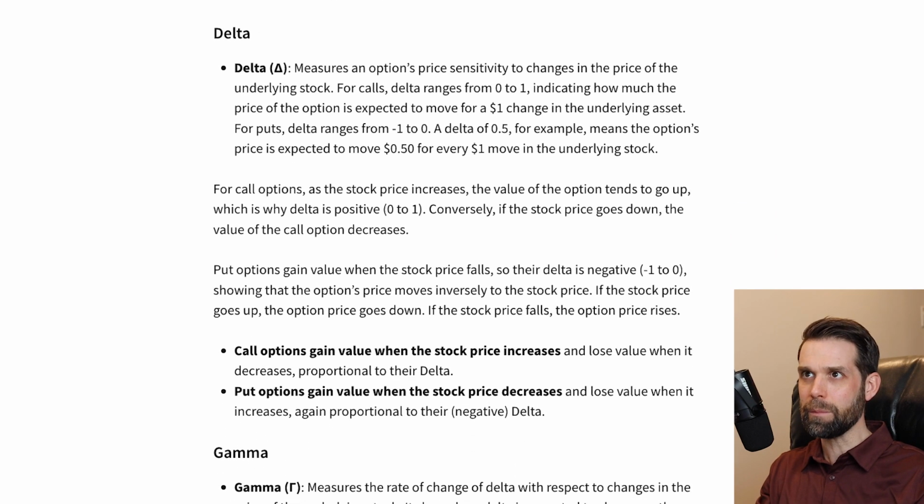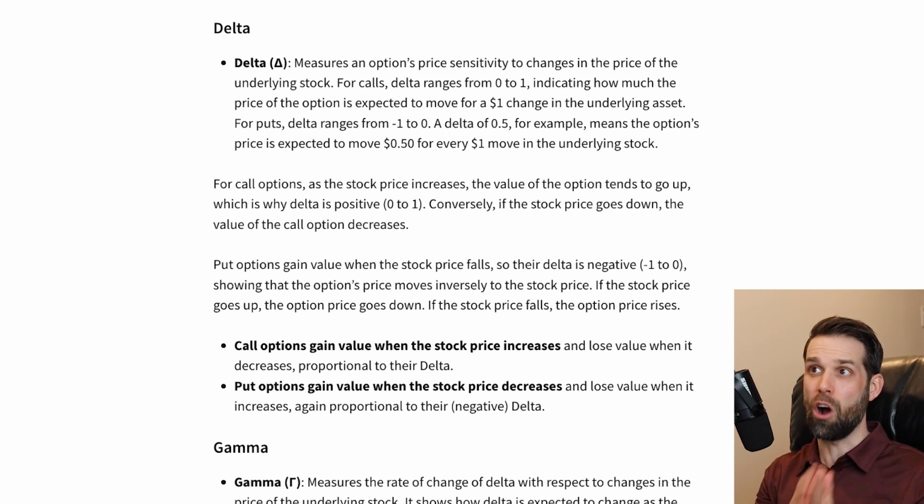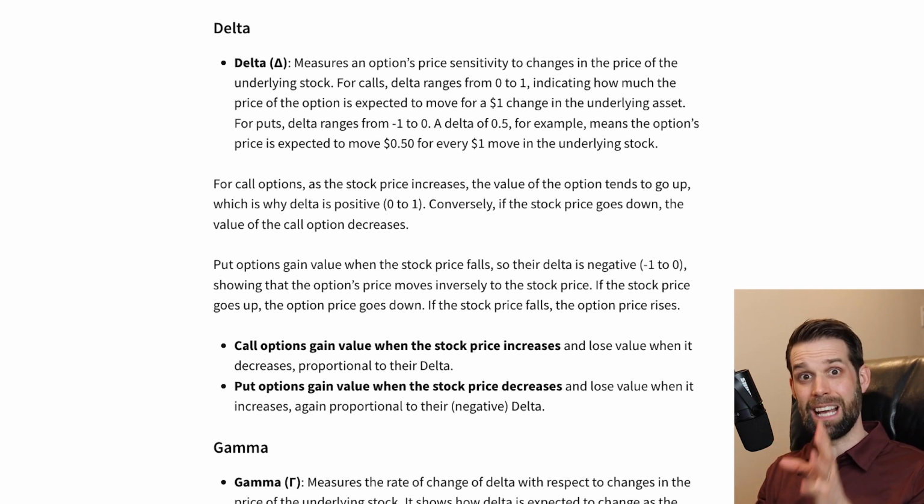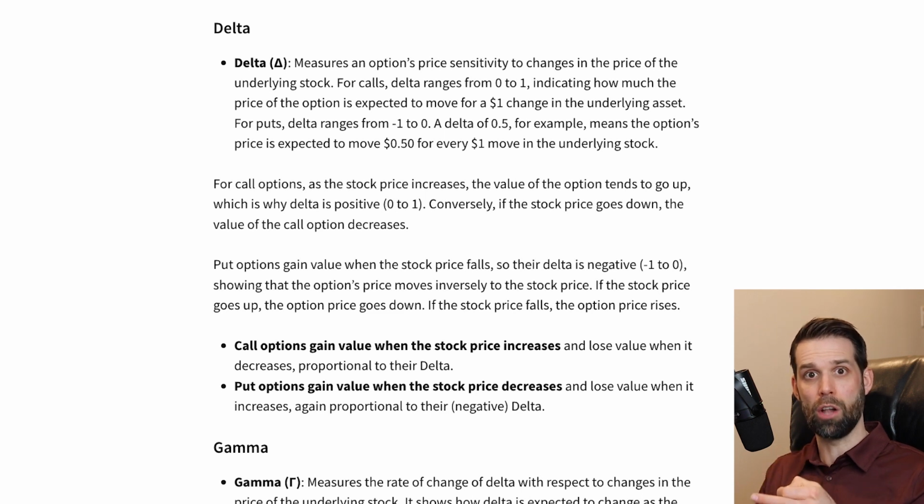So delta, again, delta was our speedometer, and what it really does is it measures an option's price sensitivity to changes in the price of the underlying stock. So for call options, delta ranges from 0 to 1, and it indicates how much the price of the option is expected to move for a $1 change in the underlying stock. And then for puts, it has an inverse relationship. So the delta is going to be from -1 to 0. So it's a negative number. And basically it does the same thing. When the stock moves up or down by $1, the option price is going to change by that delta.